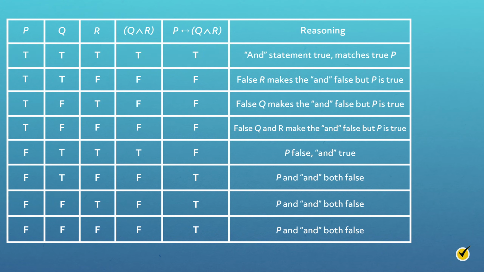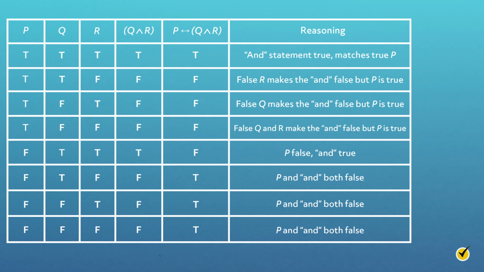Then for our second row, we're going to do the same thing. Look at Q and R. R is false, so Q and R is also false. Then we compare this to our statement P. P is true, and Q and R is false, so P if and only if Q and R is also false. For our third row, we're going to look at Q and R. Q is false, so the statement Q and R is false. Compared to our P statement, which is true, that makes our biconditional statement P if and only if Q and R false, because the Q and R part is false.